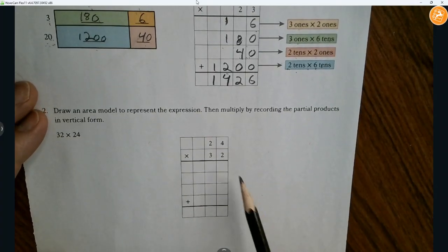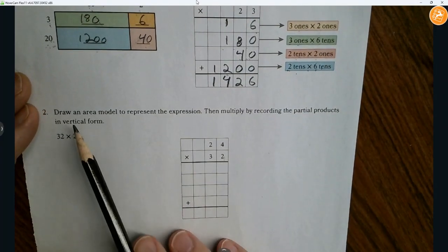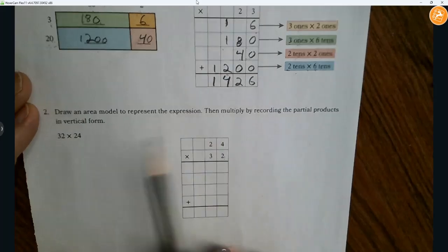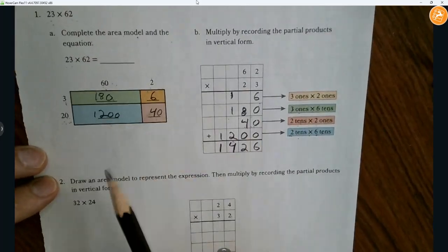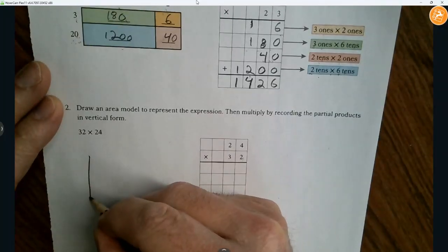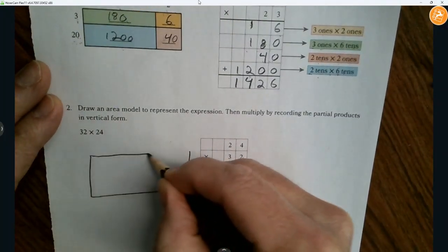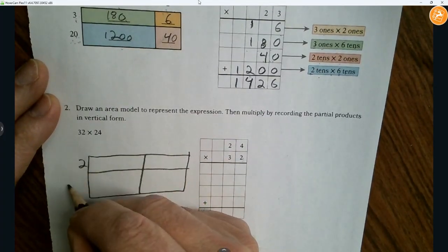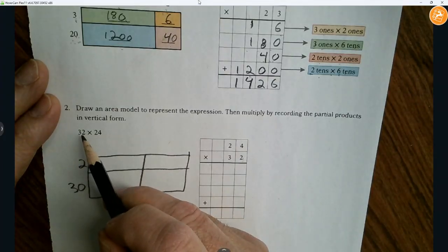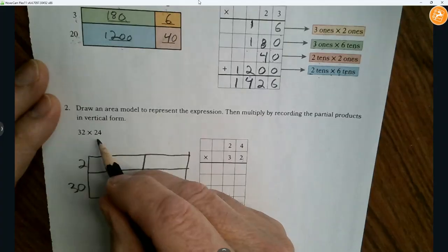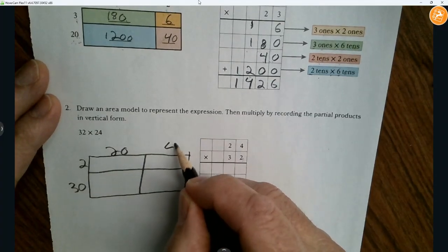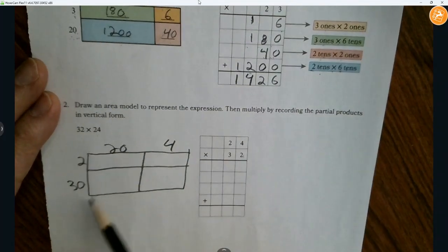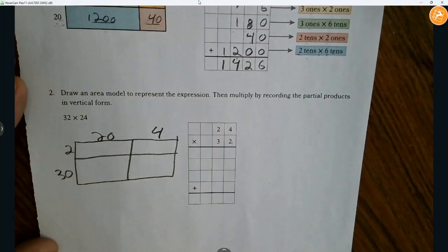Okay, so the next one says, draw an area model to represent the expression, then multiply by recording the partial products in vertical form. It wants the same as up here. So I'll help you draw it out. I'm not going to do it for you. So we have 2 and 30 because we broke this into tens and ones. So we're going to break 24 into 20 and 4. Now you're going to do the same thing. Multiply it out just like you did up here. That's all the help I'm giving with that one.